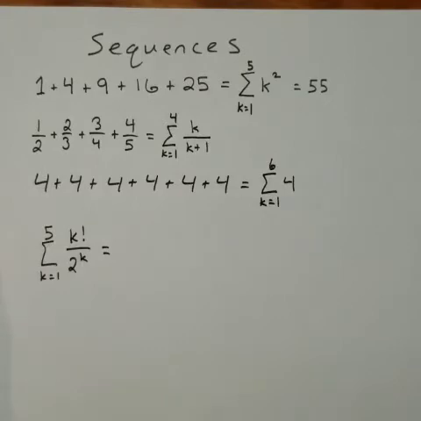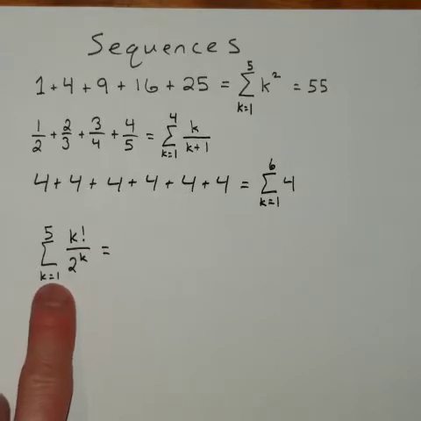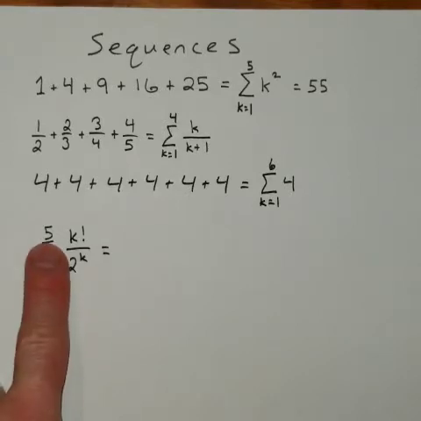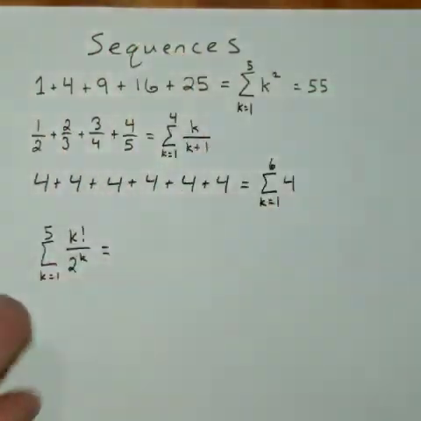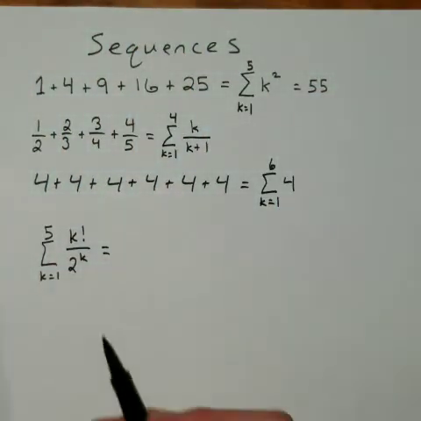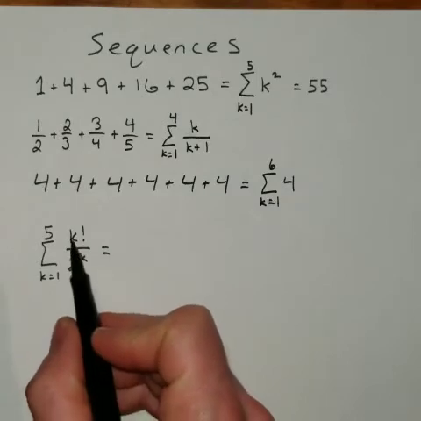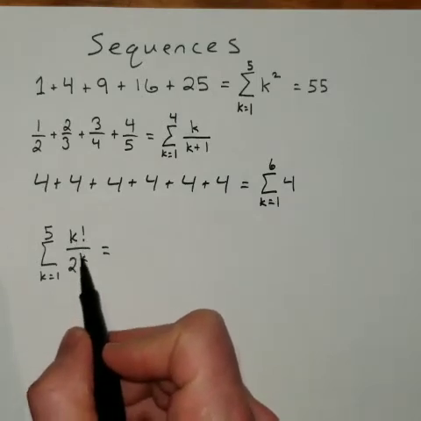And so I notice right away with my summation notation, I'm starting at one, term one, and ending at five. So there are going to be five total terms. You can see on my fingers there. Five total terms. Each one has the position number factorial over 2 to the position number.